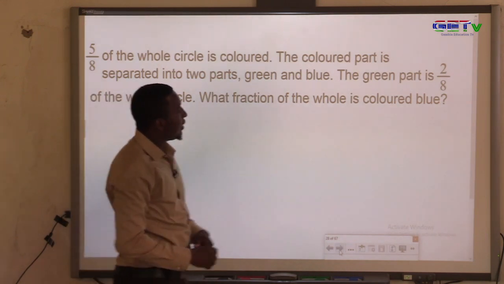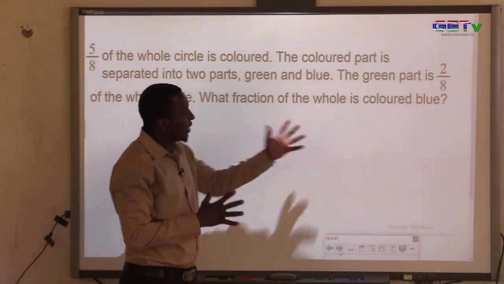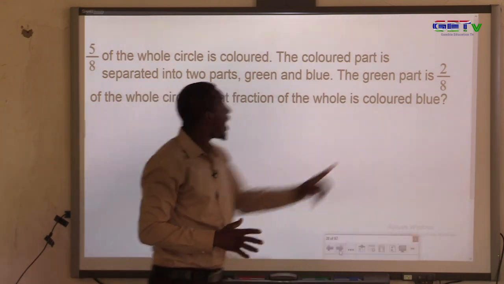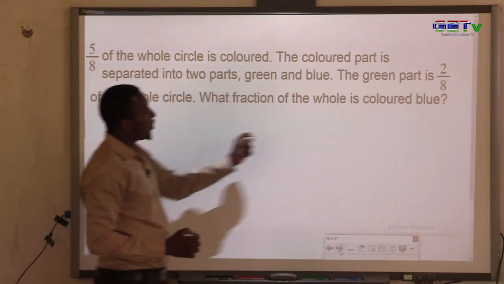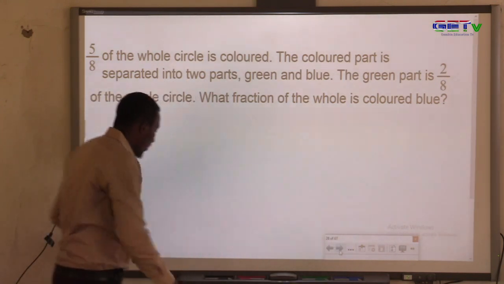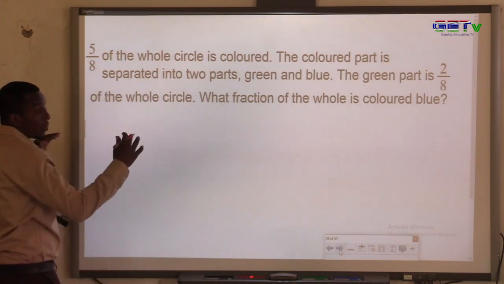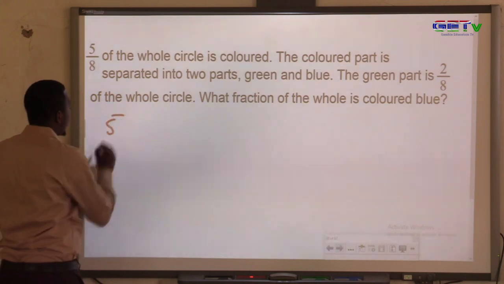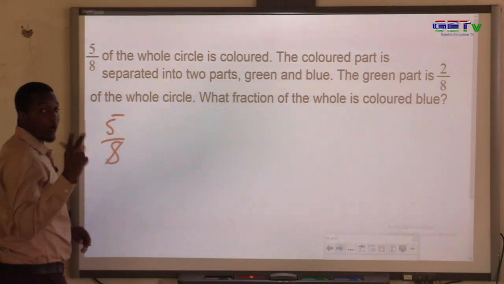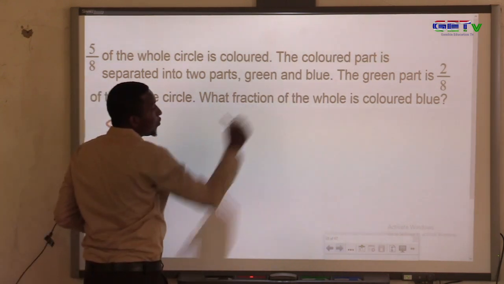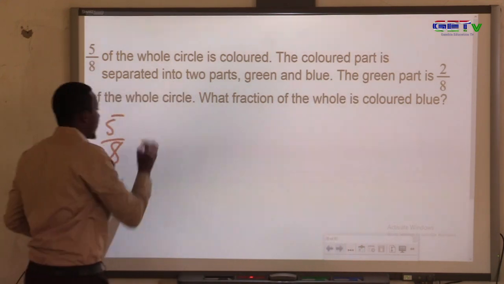We are also told that the part colored green is 2/8 out of the 5/8. Now we are asked what fraction of the whole is colored blue. So the total that is colored in the circle is 5/8. And we know that they are colored in 2 colors, green and blue. So the part that is colored green is 2/8.